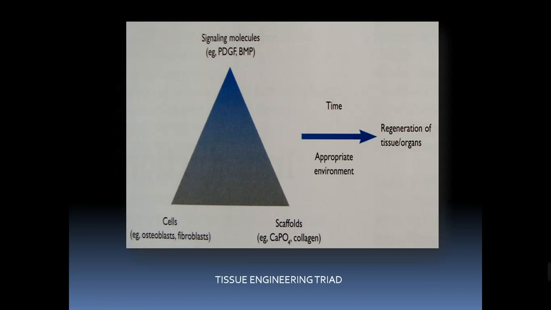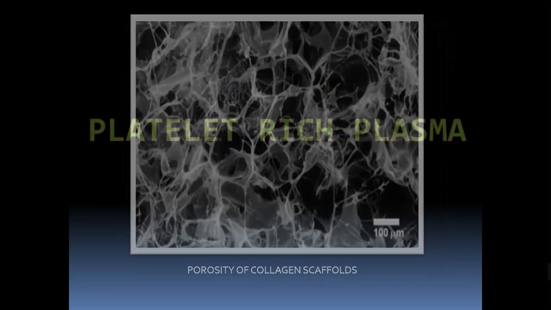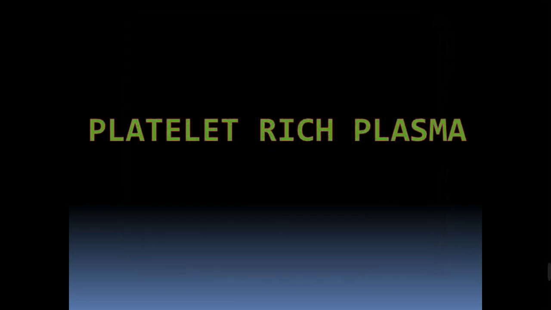Again, it has three components, that is cells, for example osteoblasts, fibroblasts; scaffolds, such as calcium phosphate and collagen; and signaling molecules like PDGF and BMPs. Now, all these factors, in time and given an appropriate environment, will lead to regeneration of tissue or organs. If any of these factors is missing, then tissue engineering is not possible. Now, this is a collagen scaffold. See the porosity.